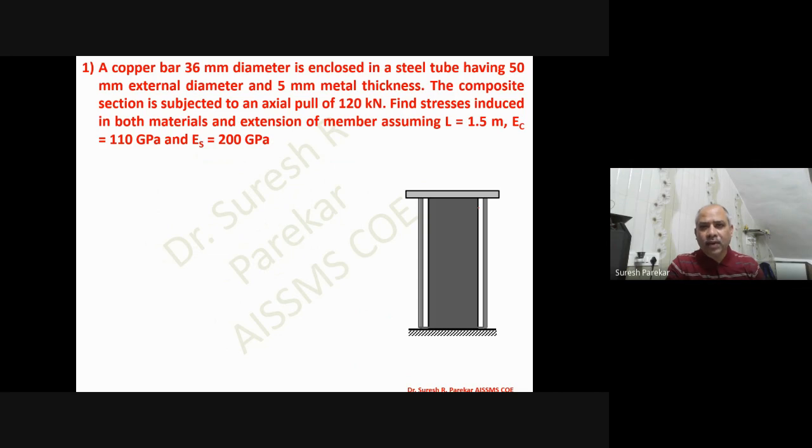So we have the outside steel tube having 50 mm diameter, 5 mm thickness. So the internal diameter will be 50 minus 2 into 5, because we have thickness on both sides. So it becomes 40 millimeters. Length we have 1.5 meters and 120 kilonewton we have applied.